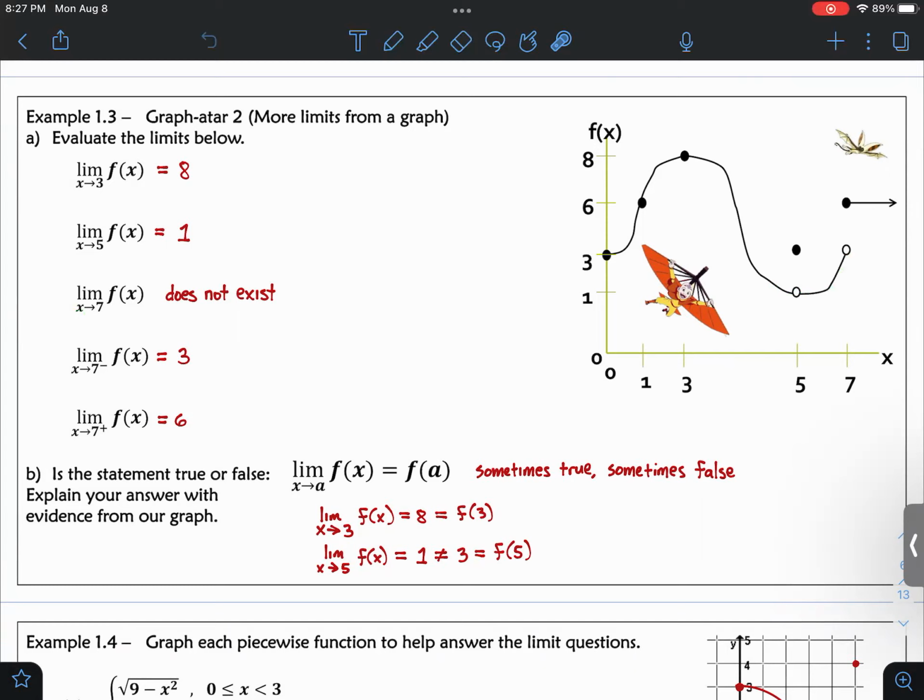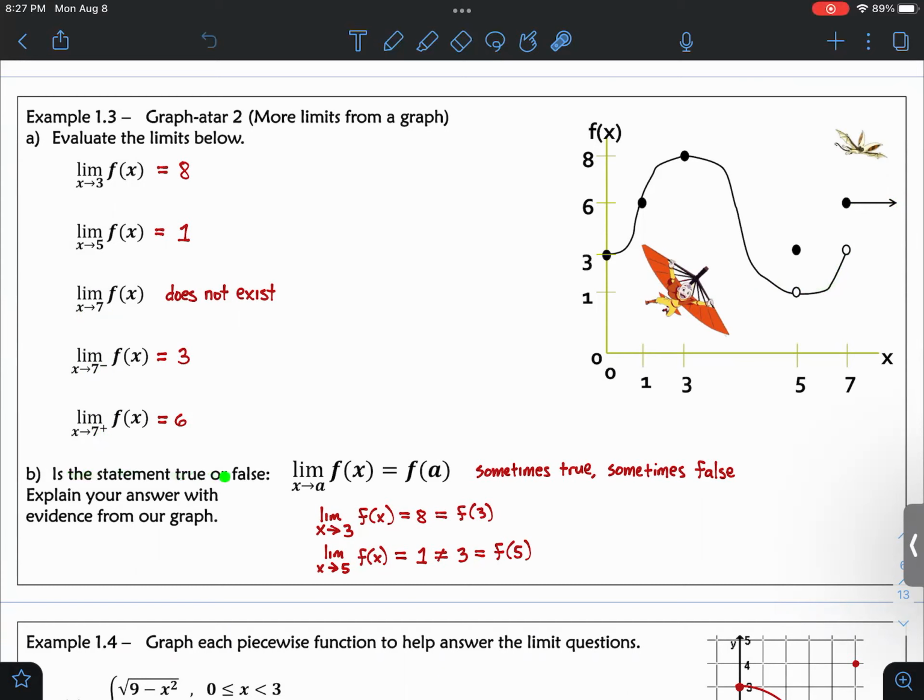With x going to 7, as you approach from either side, you are not approaching the same y value. This is the case where we say the limit does not exist. However, we could modify our notation to specifically ask about the left and right side, and in those cases, we get answers.